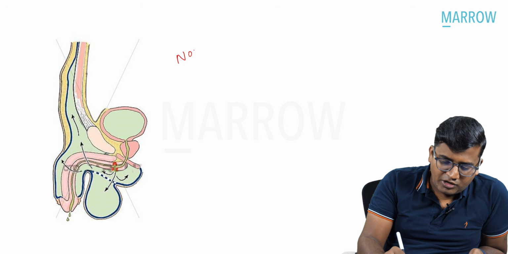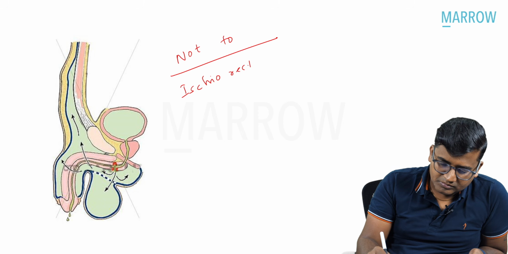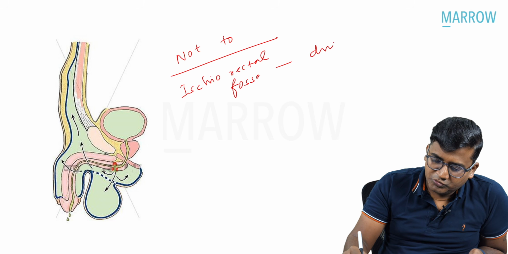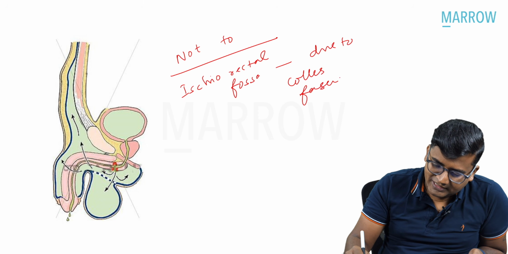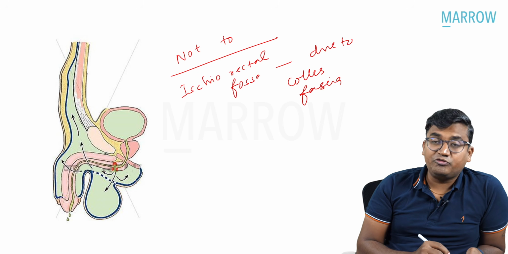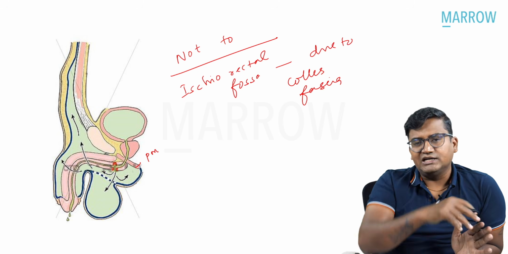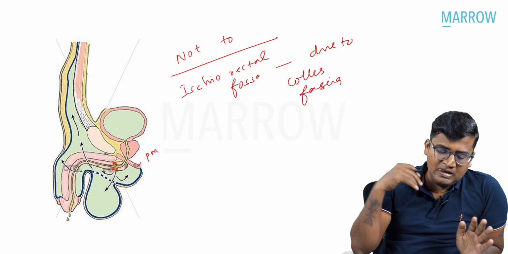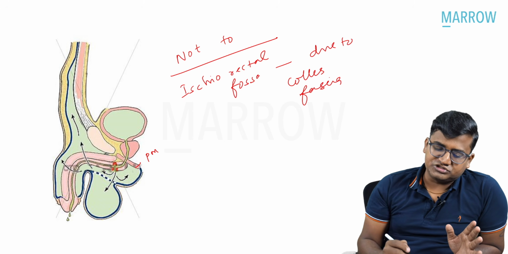The urine will not extravasate to the ischiorectal fossa. Why? Because we have one fascia, Colles' fascia. This is Colles' fascia, the fascia of the perineum, which fuses with the perineal membrane posteriorly. Colles' fascia goes behind posteriorly, fuses with the perineal membrane and prevents the extravasation of urine into the ischiorectal fossa.